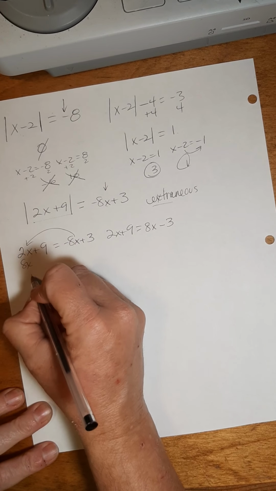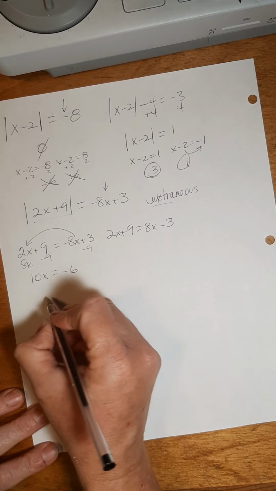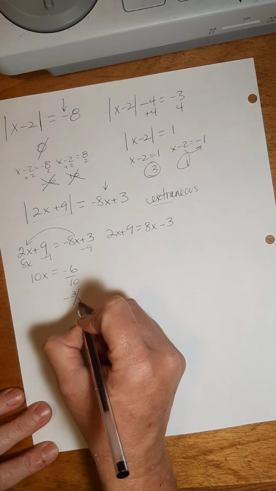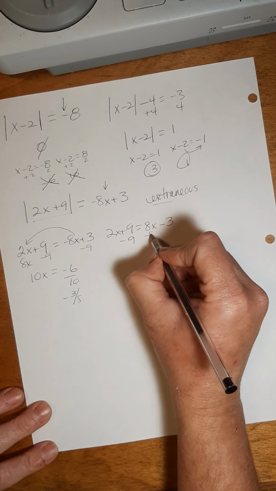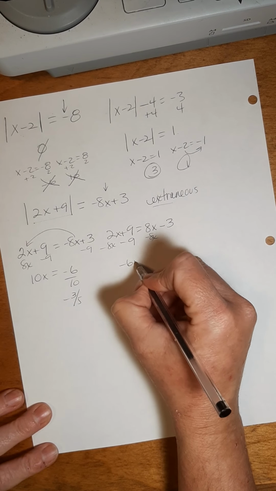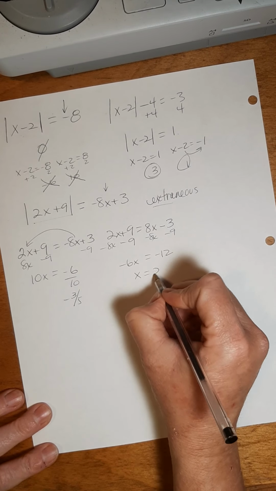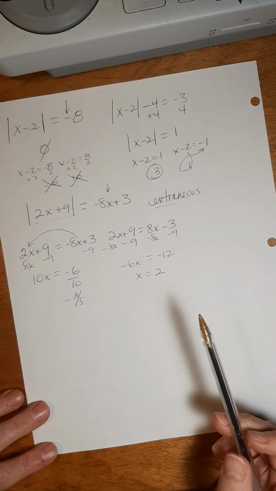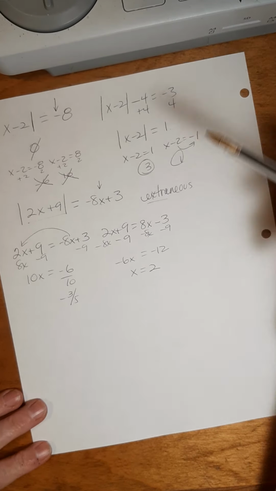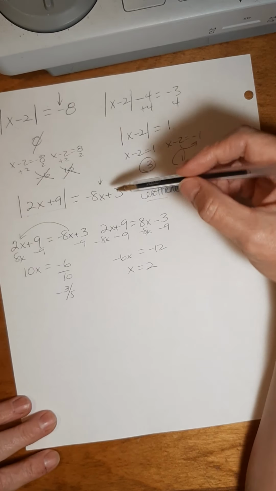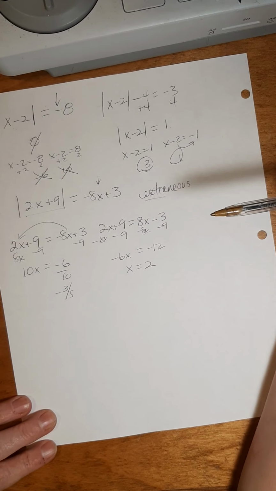Once you get there, it's a little more tedious. Add the 8x to get 10x. Subtract the 9, negative 6, so x equals negative 3 over 5. And then for this one, well, let's move the 8x first. So negative 6x equals negative 12, so x equals 2. So when we plug in these, do they work? And remember, you don't need an exact number, but you just need to know, is this going to be a negative? Because that doesn't exist.